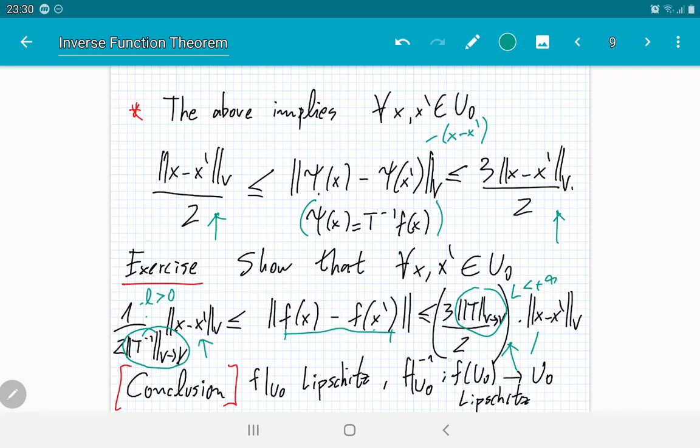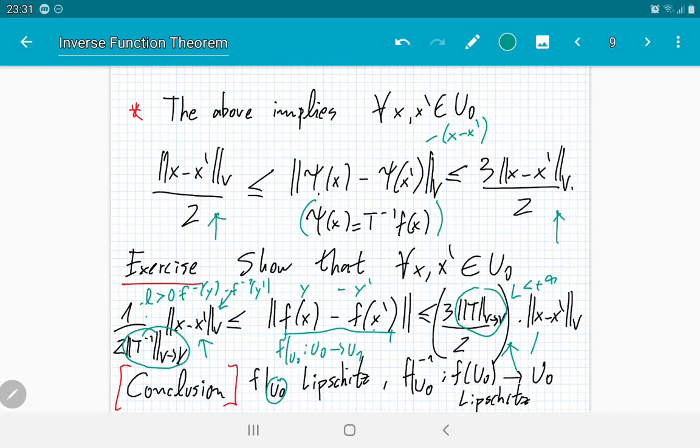And notice that such a function must be injective. If I take x different from x prime, then on this side I have the distance between x and x prime, and that's positive. So that means this function f restricted to u0 is Lipschitz. And also, if I look at f restricted to u0 as a function from u0 to u1, the inverse function is Lipschitz. I get this from here. I can put f minus 1 of y and f minus 1 of y prime here, and you see that you get y minus y prime. So you can prove also that the inverse function is Lipschitz.